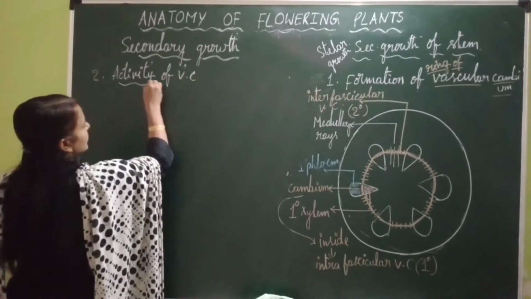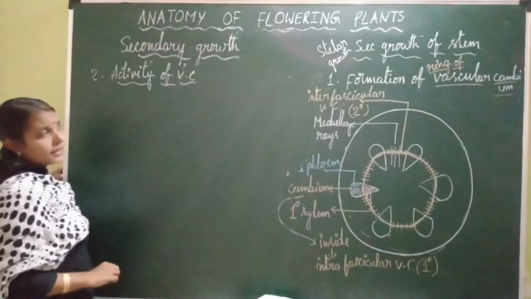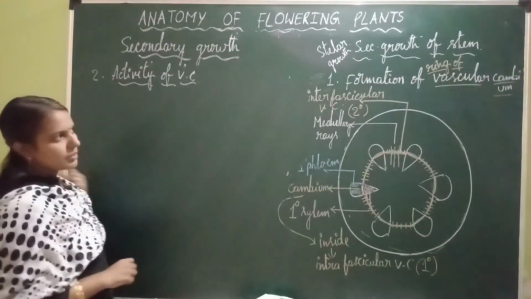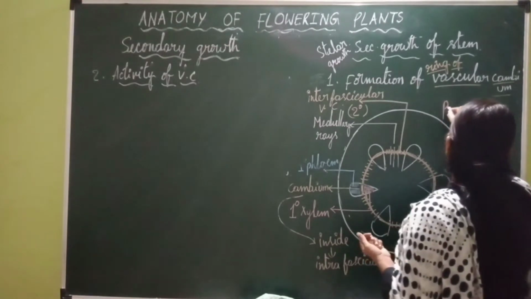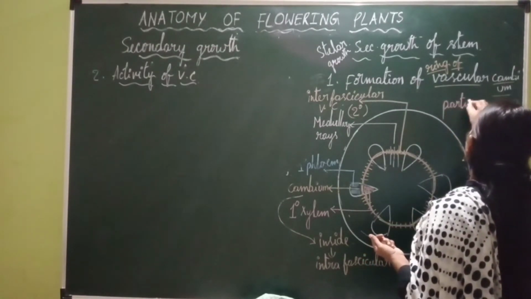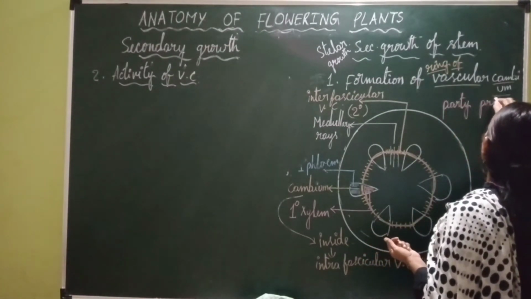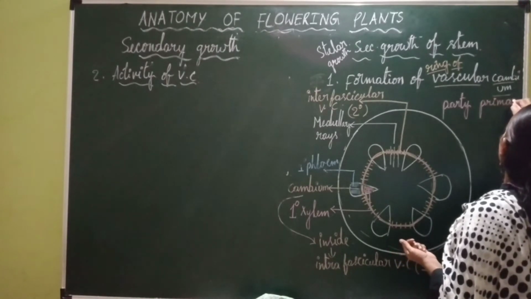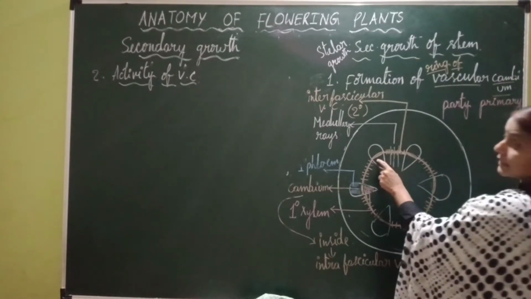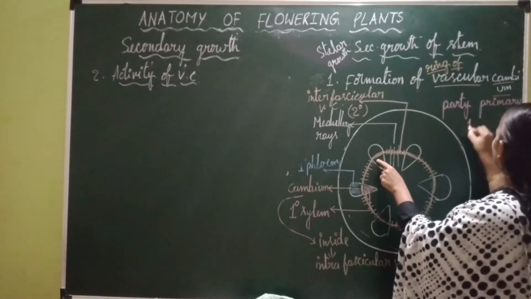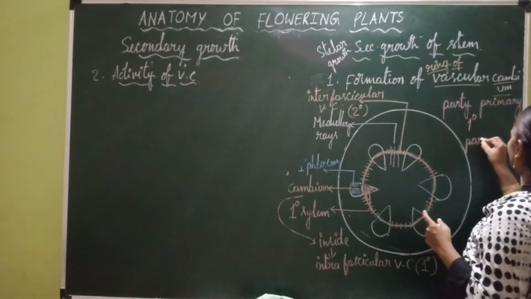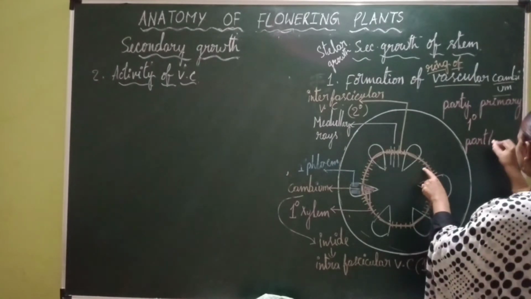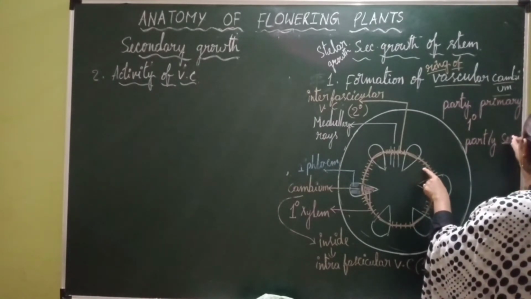I am writing vascular cambium as VC, right? So what is the origin of vascular cambium now? The origin of vascular cambium is partly primary and partly secondary. Why is it partly primary in origin? Because intrafascicular vascular cambium is primary in origin, right? Partly secondary in origin because interfascicular vascular cambium is secondary in origin.